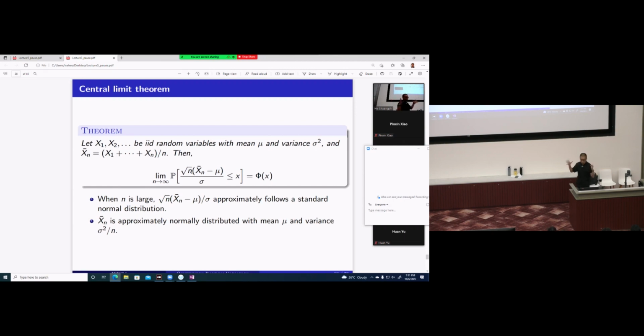And then the central limit theorem says that such a thing, when n is large, has a distribution that is approximately standard normal. That is how I explained the central limit theorem weeks ago.